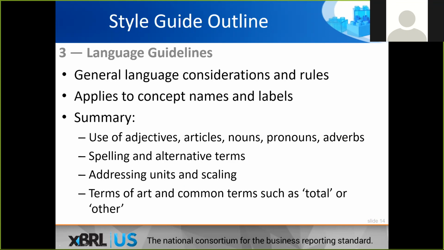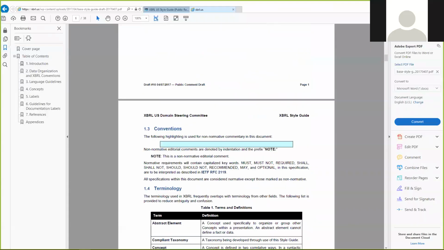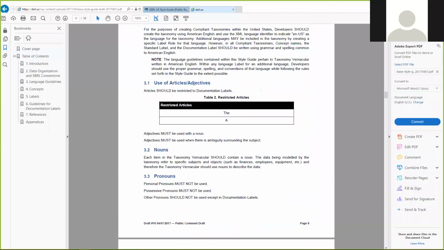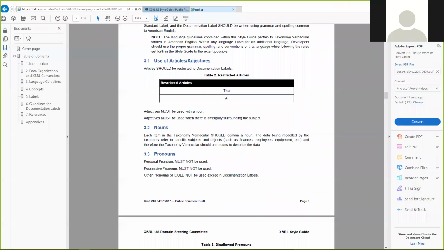Let me pop back to the document for a moment and show you that. So you see here nouns. Each item in the taxonomy vernacular should contain a noun. So this is actually a reference down to 2119 and what that means. So should means you really should be doing this. We're not saying you must. So it's kind of the second highest level of recommendation. And you'll see here must not and should not. And again, those are defined in 2119.